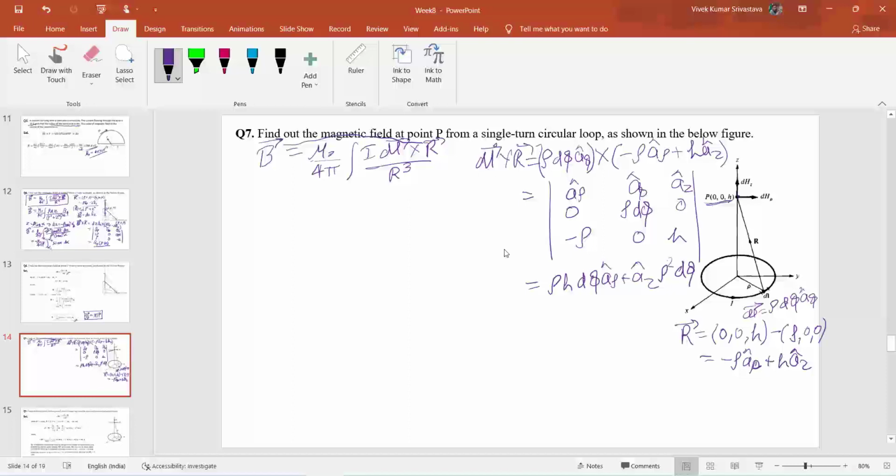Okay, so this is the calculated value of dl cross vector r. Okay, so that we can put here. So this B is defined as mu naught over 4 pi integral.